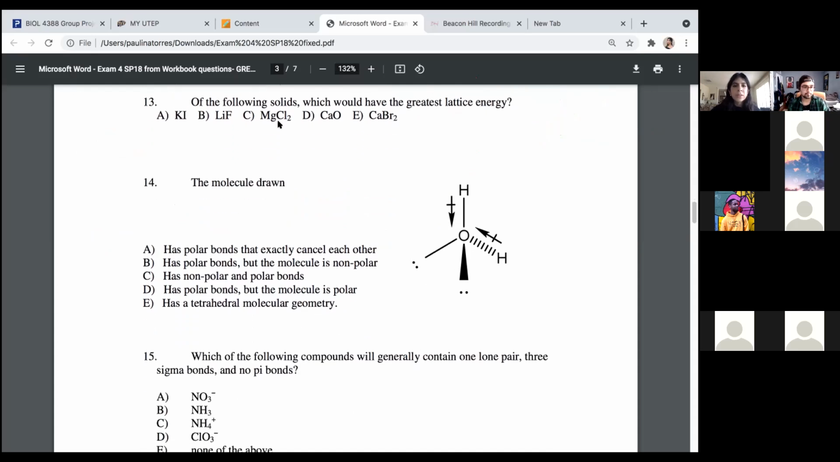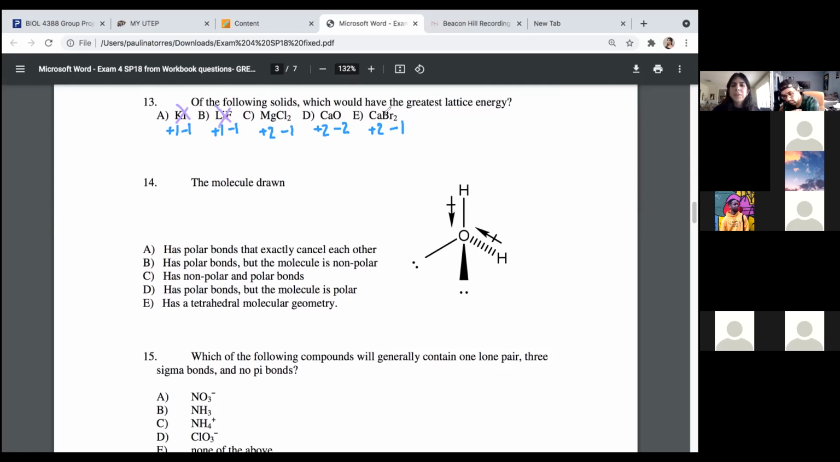Okay, of the following solids, which would have the greatest lattice energy? So this is just like the one we did earlier, right? We have potassium with its +1, iodine -1, lithium +1, -1, Mg has a 2+, this has a -1, calcium has 2+, -2, +2, -1. Okay, so right away we know we can cross these out.